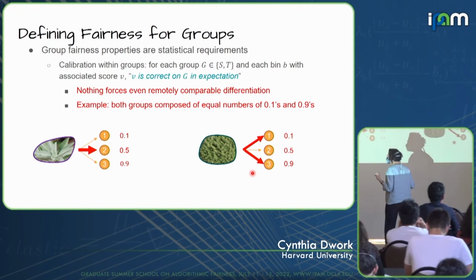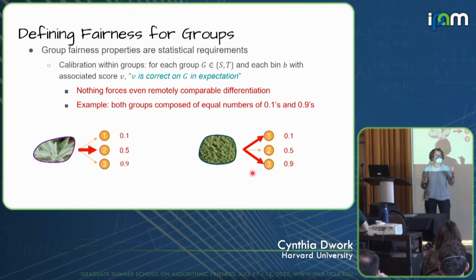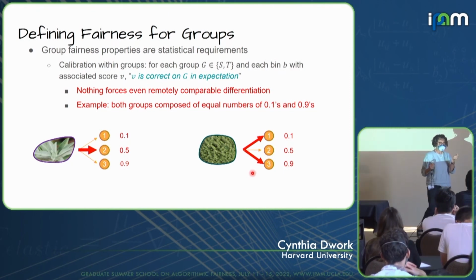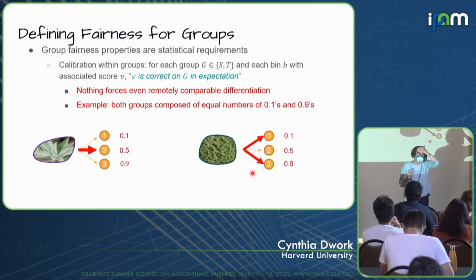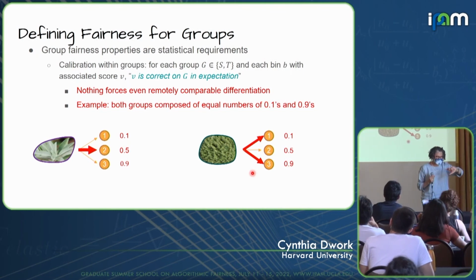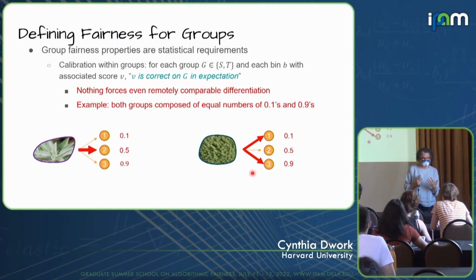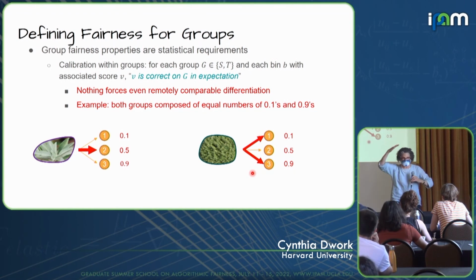So calibration says that among those who were assigned the value V, a V fraction of them are positive. So in the set, half the people are going to end up being positive, because their rates are 0.1 and 0.9, and we just lumped them all together and called them 0.5 for everybody.